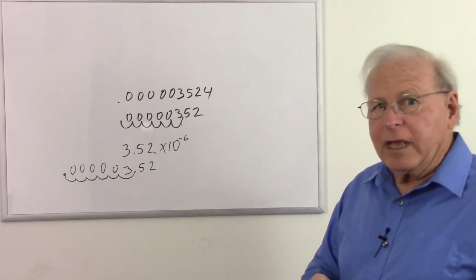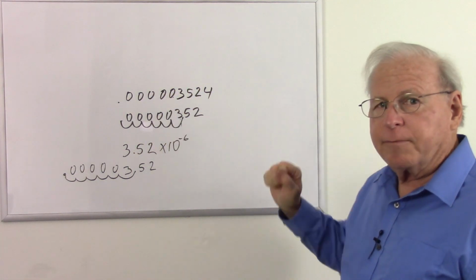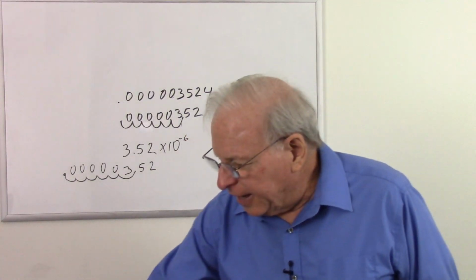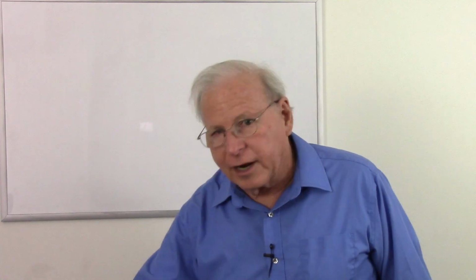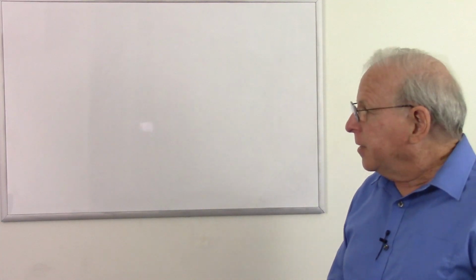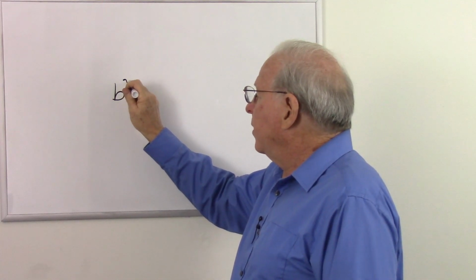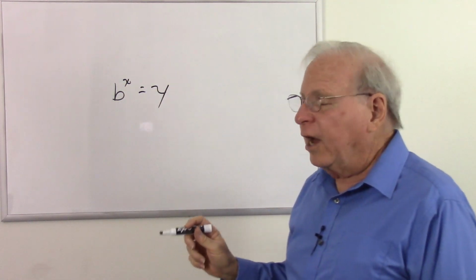So that is how we use that particular base, and that's where the scientific notation we've talked about before comes from. So now we need to get at what we really need to get at in this lecture, and that is logarithms, because we're getting ready to talk about analog circuits, and we're going to use logarithms a lot there. So what we have is a base number to an exponent, and that equals some answer. So b to the x equals y.